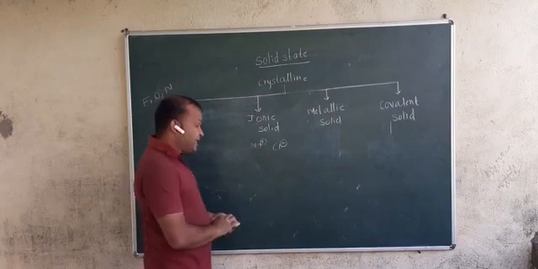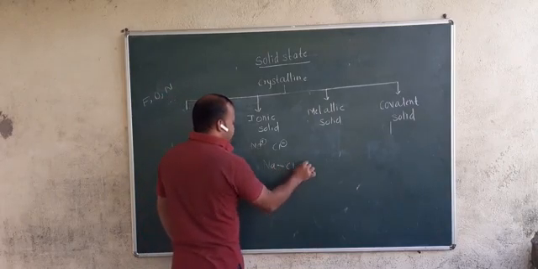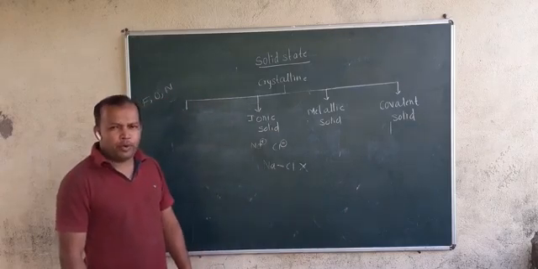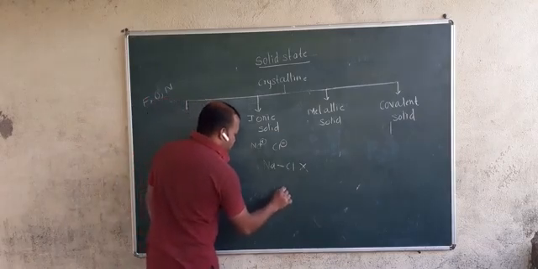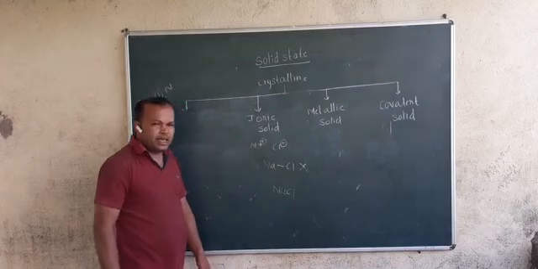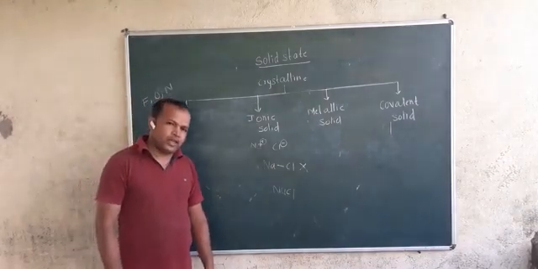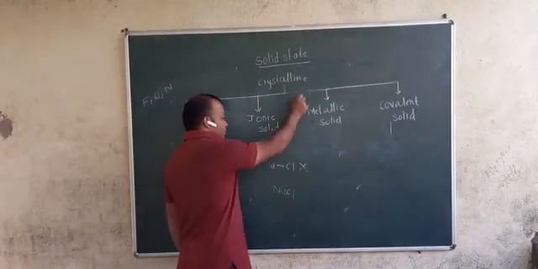In case of NaCl, we never show a bond between Na and Cl. We simply write NaCl because there is a strong electrostatic force of attraction between them. This is called an ionic solid.